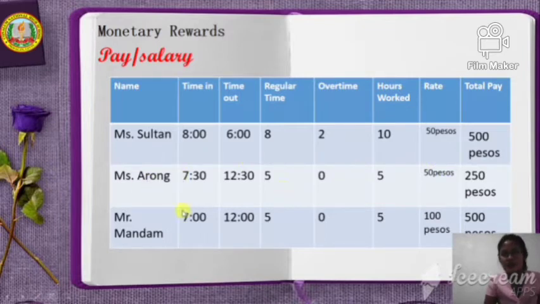Okay, so for example, Miss Arong timed in at 7:30 and timed out at 12:30. So there's a regular time of 5 hours with no overtime. She worked for 5 hours and her rate per hour is 50 pesos. Therefore, her total pay is 250. That is only for that day. How much more for weekly, monthly, and I don't know if there is yearly, but I guess the longest is monthly pay. So that is for salary. We are talking about money for the hours worked.